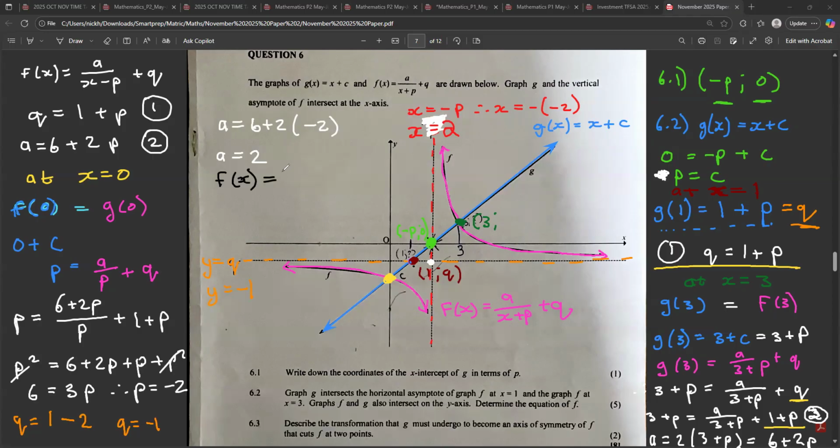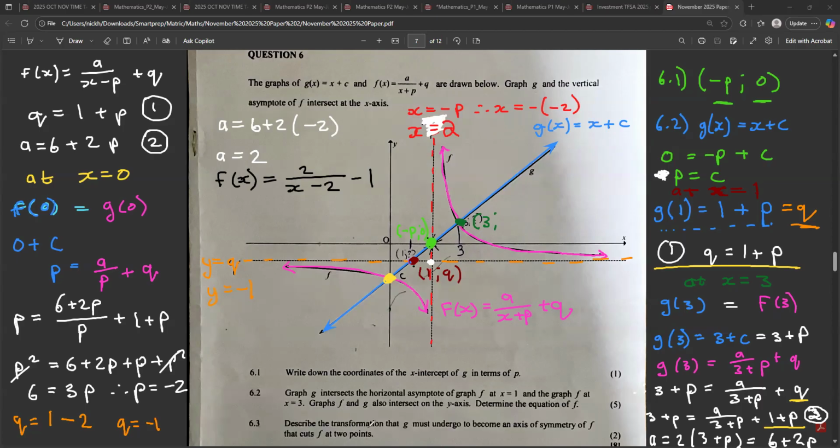Okay, so a is 2, x minus p, so that'll be -2 plus q, which is -1. And there is our final answer, making sense. Okay, now.